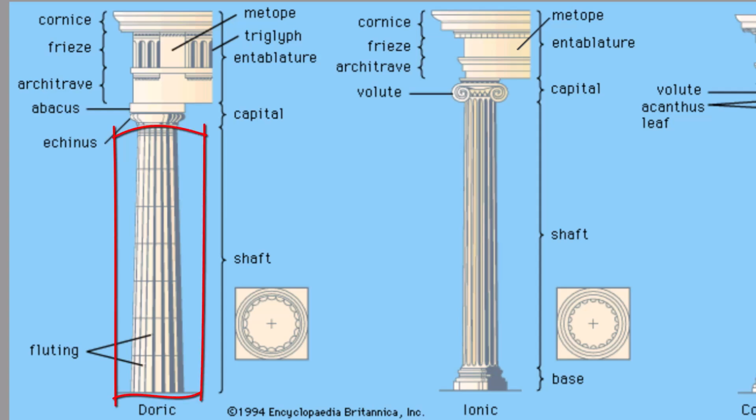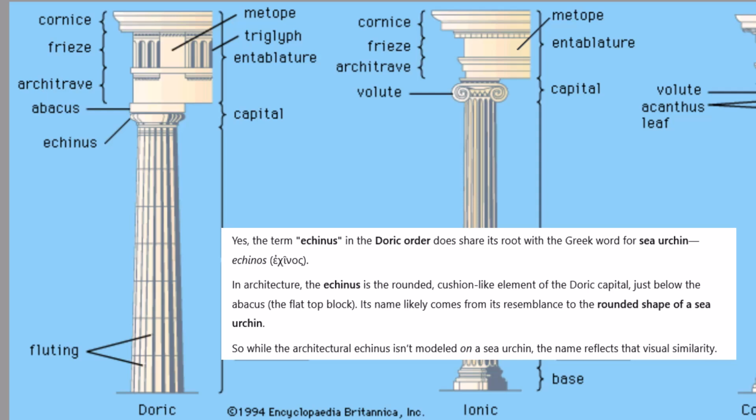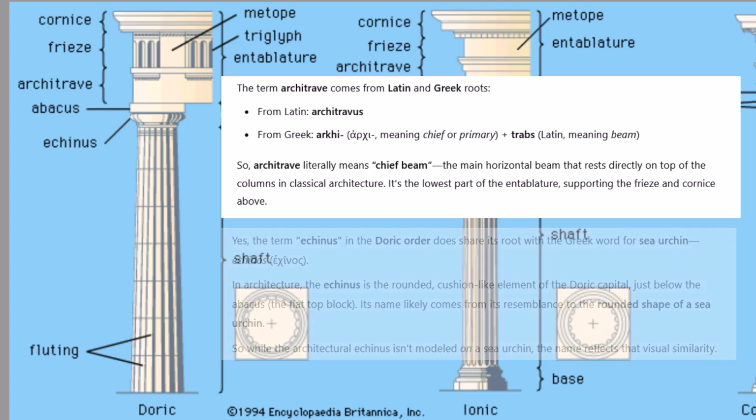not wearing shoes is how I describe it. And it has a simple cap on it, a capital, that has an abacus, which is a block that imposes itself between the architrave and the echinus. The echinus, I think, is named after sea urchins, and it is the capital of the column. And then on top of that, you have an architrave that sometimes is inscribed with some kind of writing.